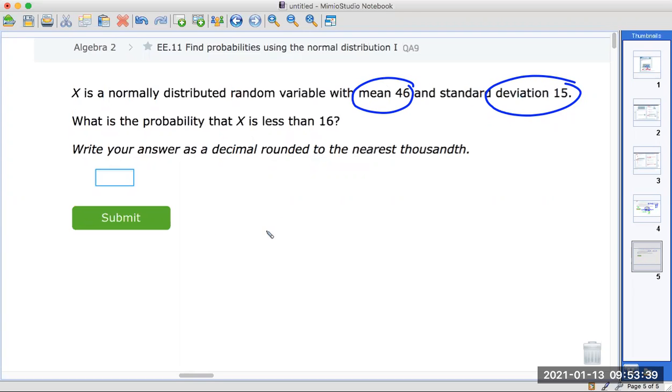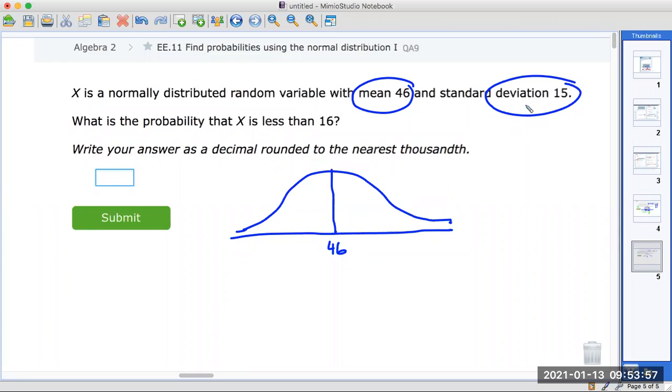Okay, so again, let's make a bell curve. Middle is your average. And you're going up and down up to 3 standard deviations. That's as much as we go. Okay, each deviation is 15. But we want to find out what is the probability X is less than 16. So we don't need to go up, we need to go down.